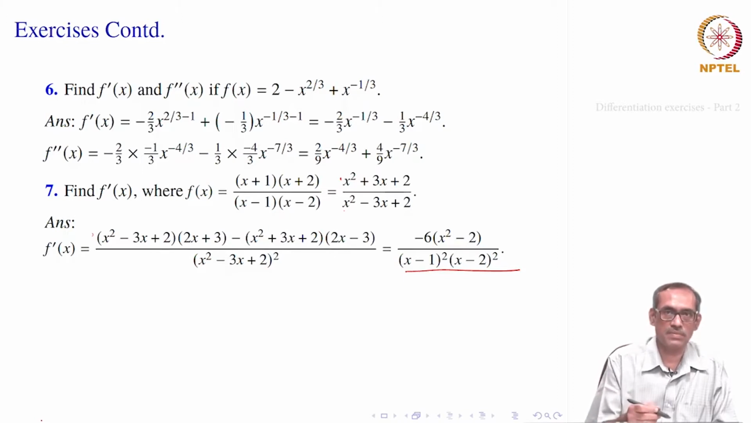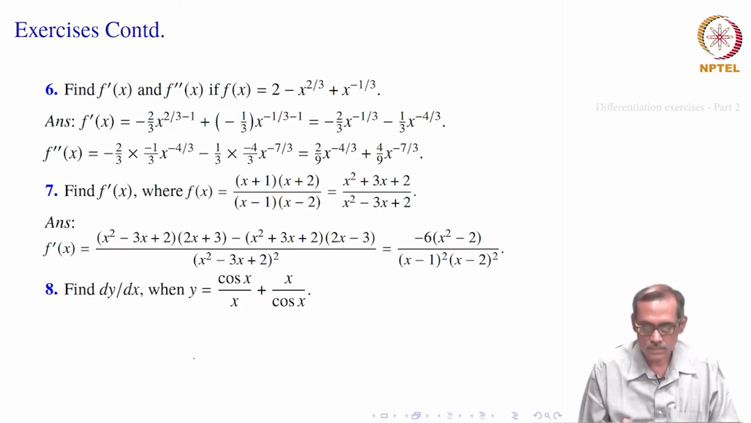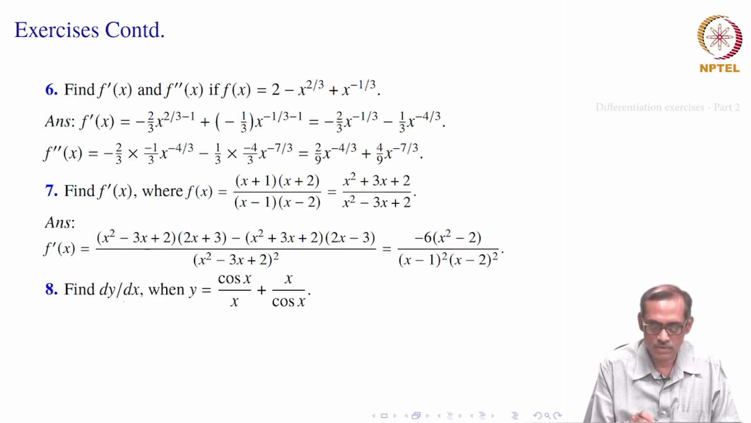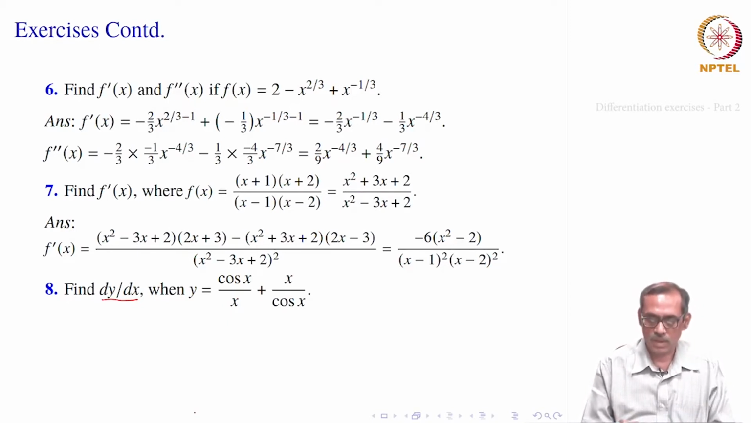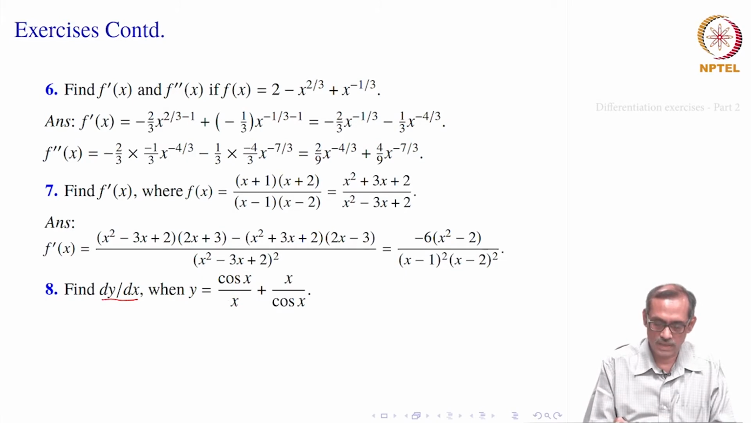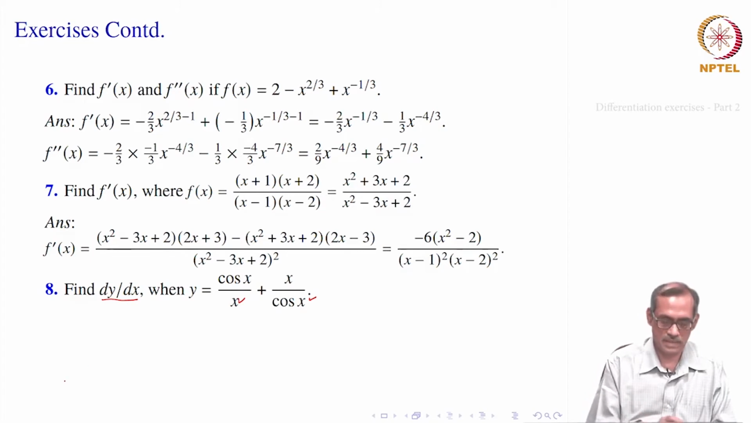These are simple applications of whatever rules of differentiation we have learnt. So, we go to the next problem. Here again we want to find out dy/dx, given that y is cosine x by x plus x divided by cosine of x. So, of course, it is not differentiable at x equal to 0, and also at x equal to pi/2, multiples of pi/2, there is a problem. So, except that, wherever it is differentiable, what is dy/dx? That is the way we interpret the question, that wherever this function is defined, what about dy/dx?